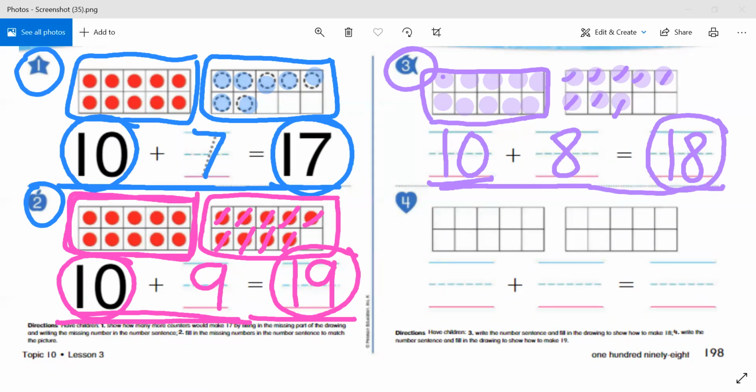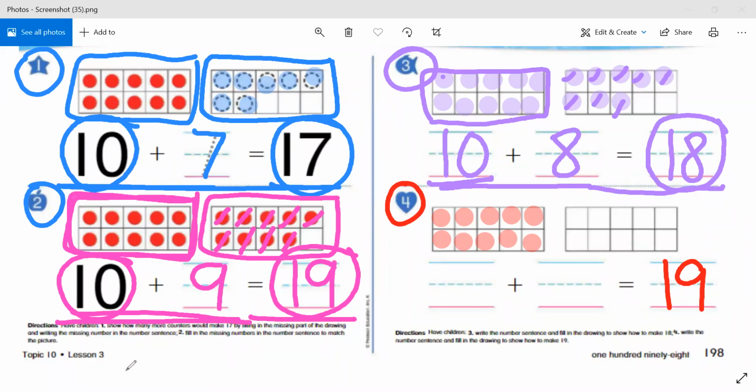All right, last problem. Number 4. It says write the number sentence and fill in the drawing to show how to make 19. Let's write the number 19. What do we do with the first 10 frame? How many counters am I going to put in there, or how many ones? We're going to fill it up, right? Because our number is more than 10. So we know that we need to fill in our first 10 frame completely.